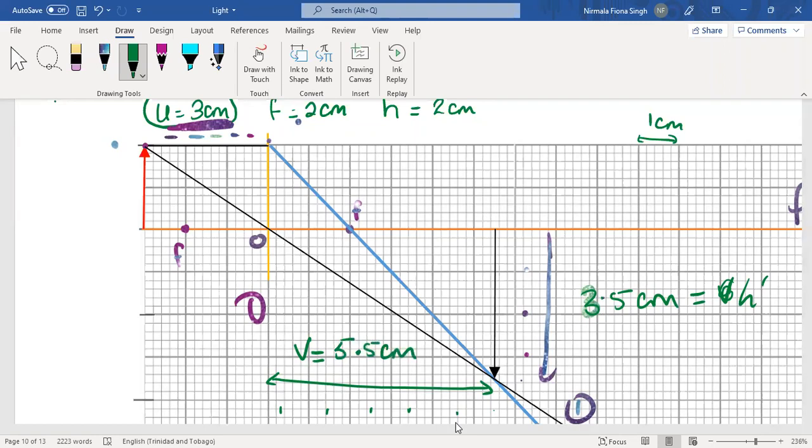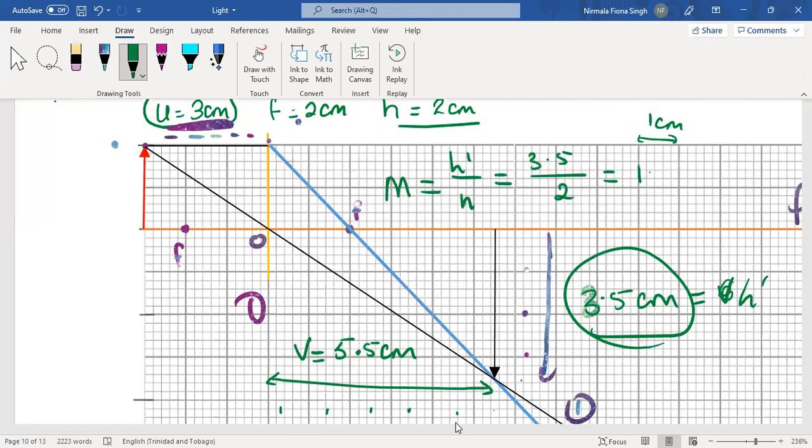And if I want to work out what my magnification is, H prime over H. And here it's going to be 3.5 over, what is my height? 2. So that's going to give me 3.5 divided by 2 is 1.75, right? 1.75, or we can use the next direction.